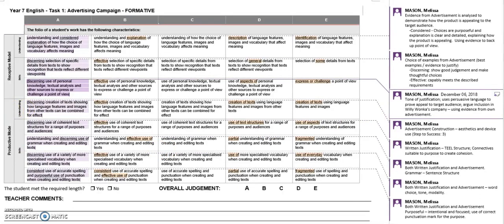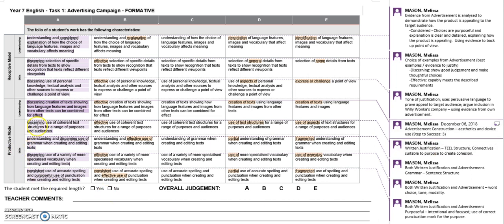We move into the productive mode. There's again two different criteria. Understanding, first being discerning creation of text, showing how language features and images from other texts can be combined for effect. So here we're explicitly looking at the advertisement construction. That's the aesthetics, how it's put together, the color scheme, and also the devices that have been used. So have a look back to steps to success number 3, and it explains the choice of devices that students have to use and the requirement for inclusion in their advertisement construction.